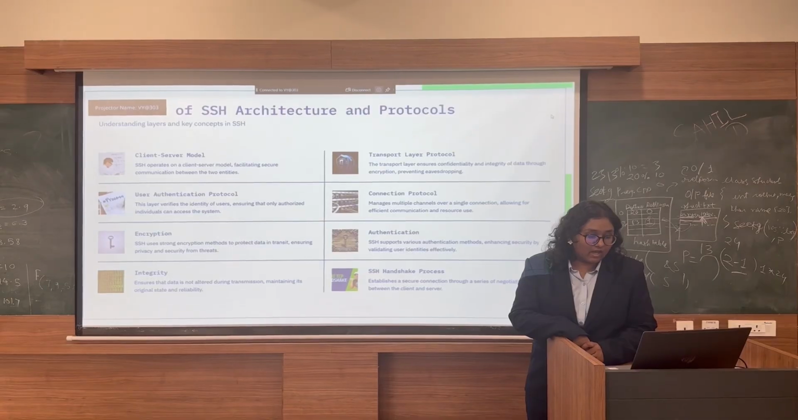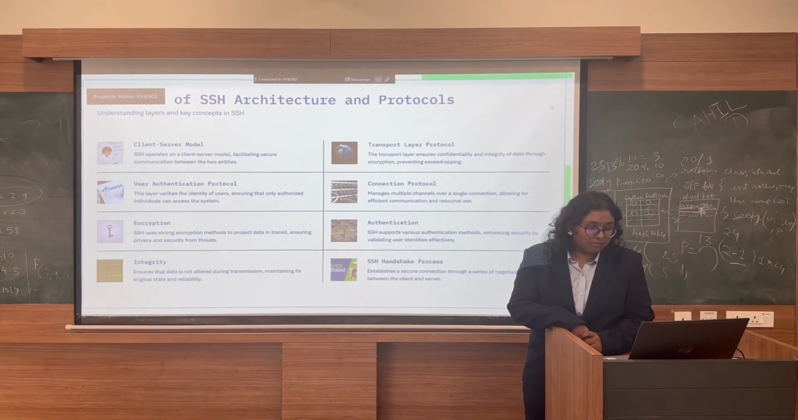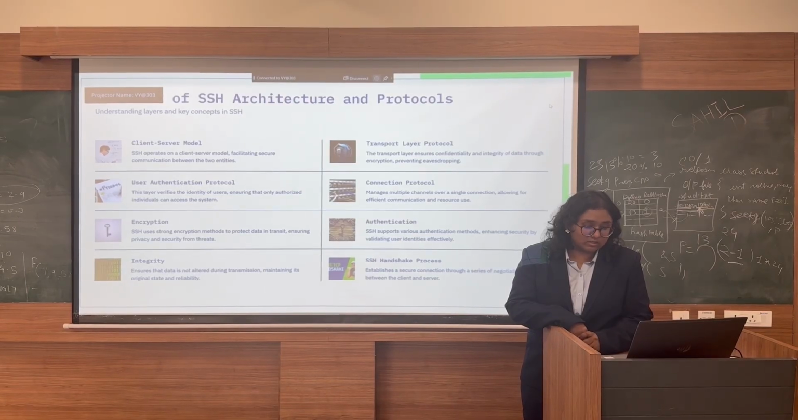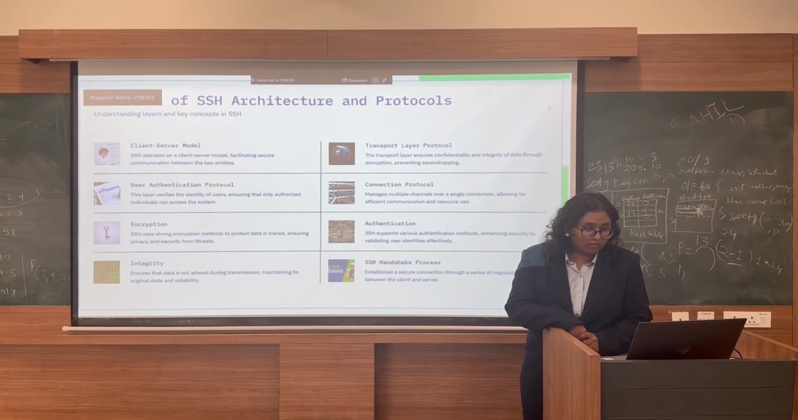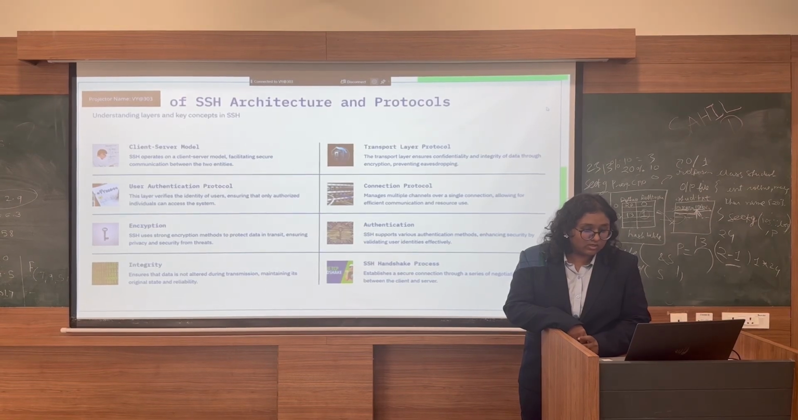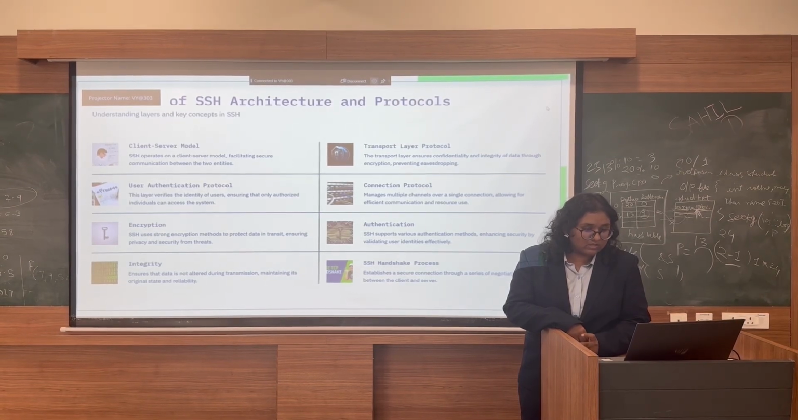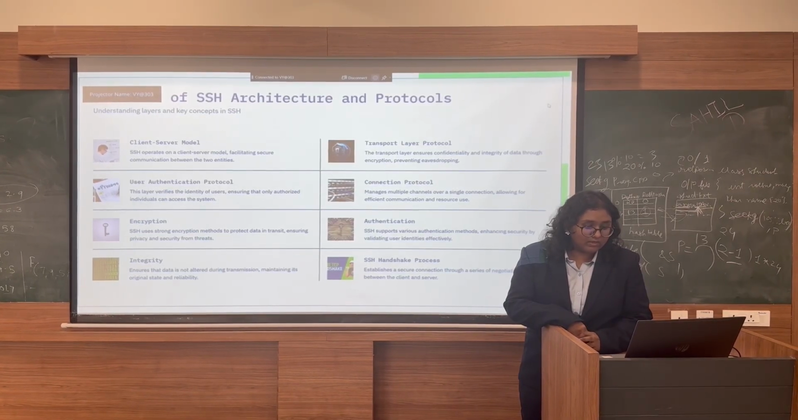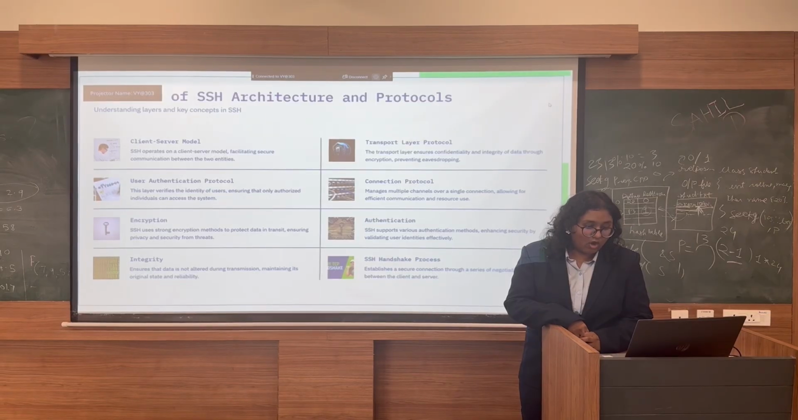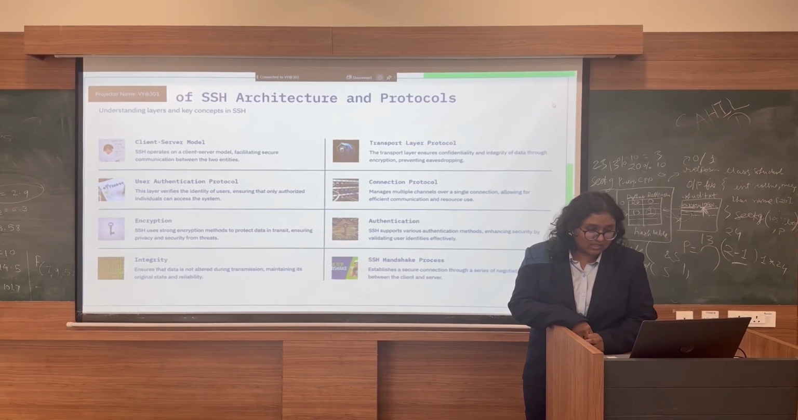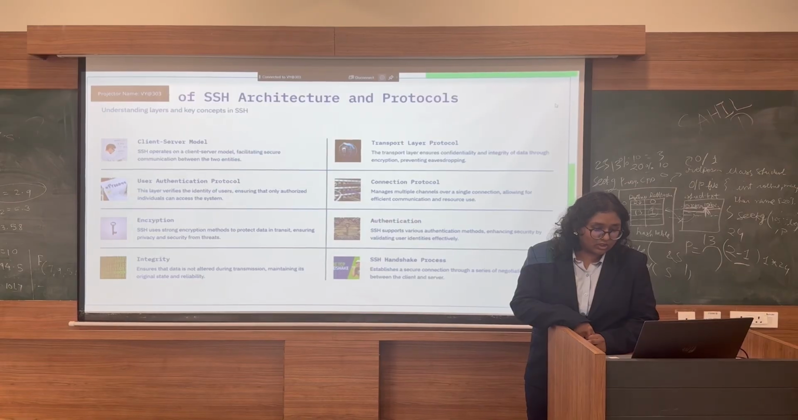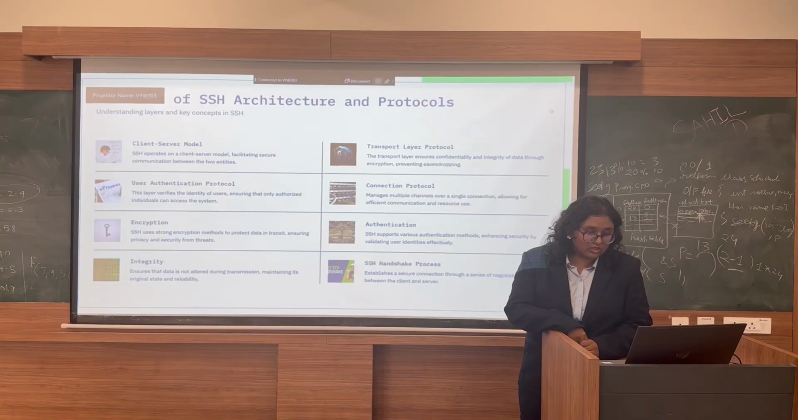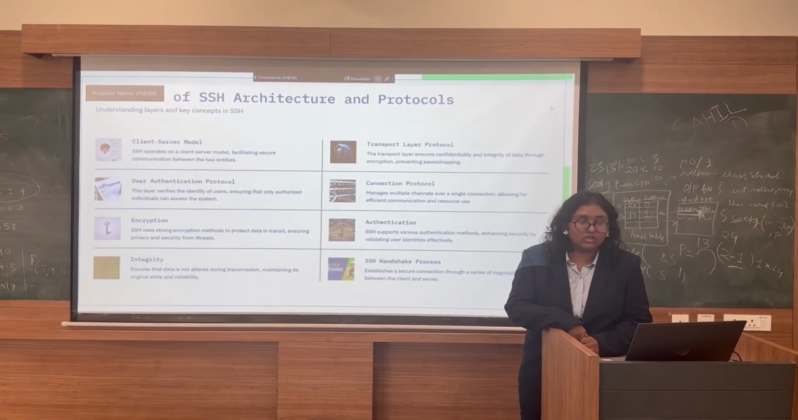Now let's take a look at the architecture of SSH. SSH operates using a client-server model where the client initiates the connection and the server responds. The connection process generally involves three major phases. First, the host authentication, where the server proves its identity to the client. Second, the client authentication, where the client provides its identity to the server, often through passwords or SSH keys. And finally, the encrypted communication, where both parties securely exchange information. This layered structure ensures that data remains confidential and secure at every step.